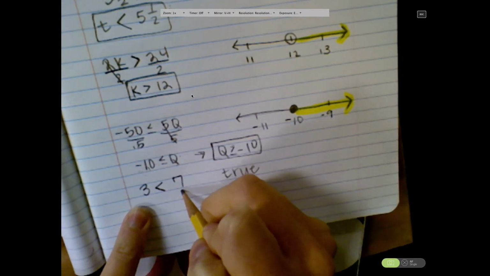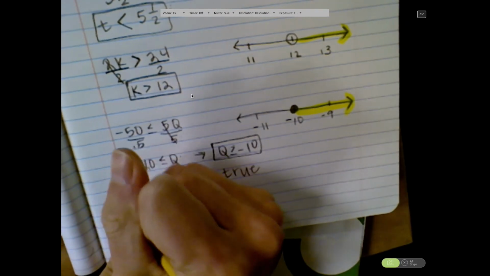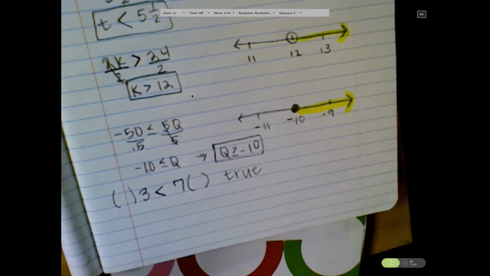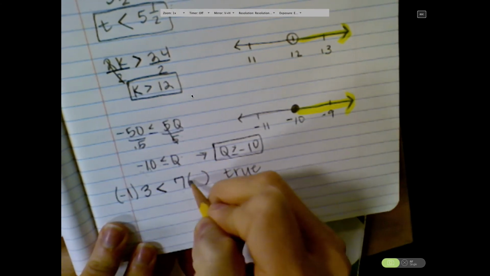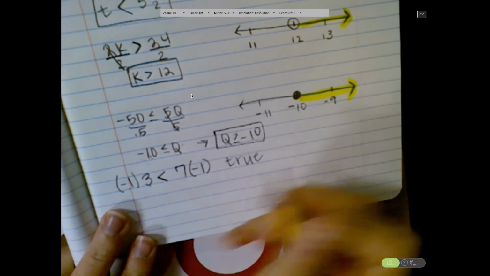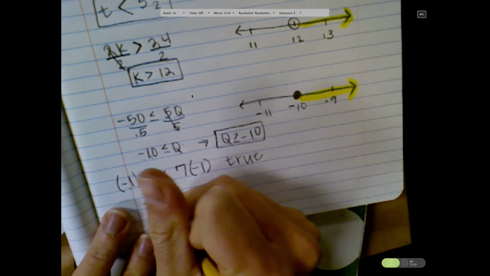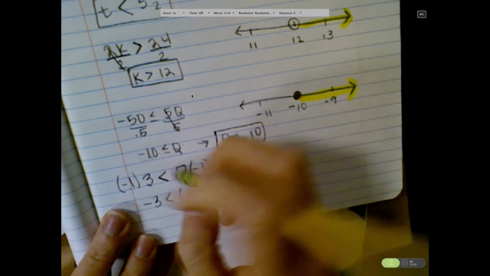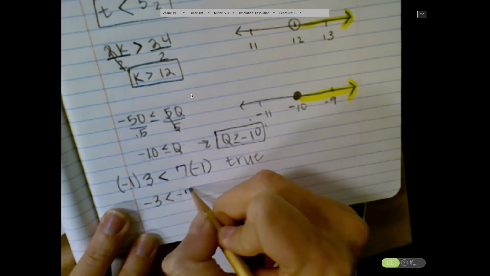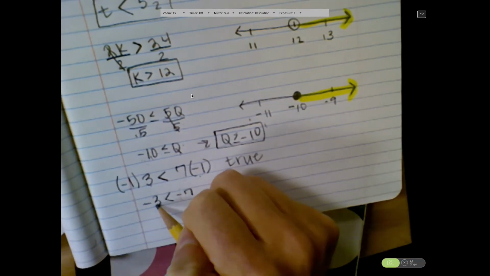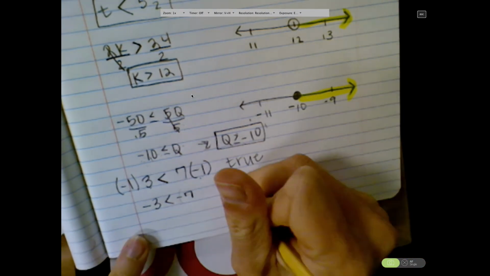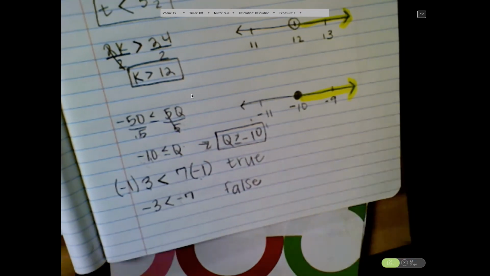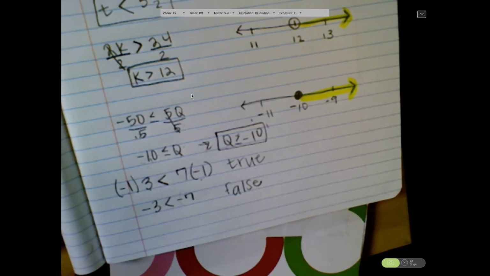So if I were to multiply both sides by the same number, do you think the inequality would stay true? Yes. Okay, so let's try it. If we multiply both sides by -1, -1 times 3 is -3, and 7 times -1 is -7. Since we multiplied by -1, is -3 still less than -7? No. So this demonstrates why, when you multiply or divide by a negative number, you have to flip the sign.